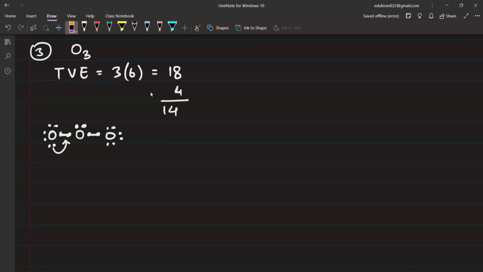We can draw the structure like this now. When it gives a pair of electrons, this will become double bond oxygen, single bond oxygen. Now this oxygen, since it has given, it had 3 pairs of electrons, that is lone pairs. Now it will have only 2 pairs because it gave 1 pair for bonding. This will have 2 lone pairs, this will have 3 lone pairs. That's it. Now all the oxygen atoms, you can see that they are having 8 electrons.